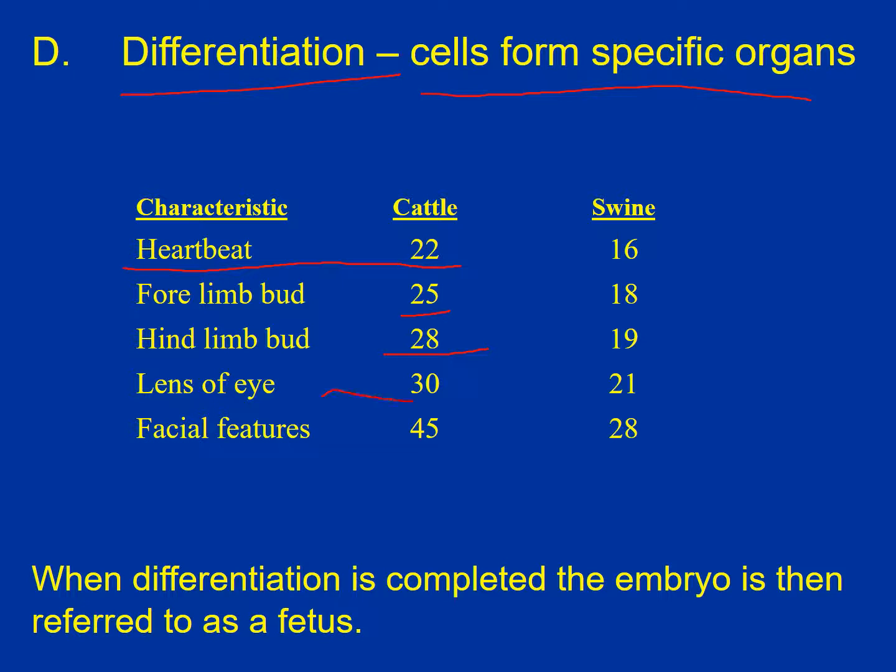The lens of the eye is complete at 30 days. At 45 days, the facial features have been completed. And at this point, we have a miniature animal with all the organs there, at least in development. So at 45 days, we say that differentiation has been completed, and the embryo at this time is no longer referred to as an embryo. Instead, we refer to it as a fetus. So after differentiation, the embryo is now a fetus.